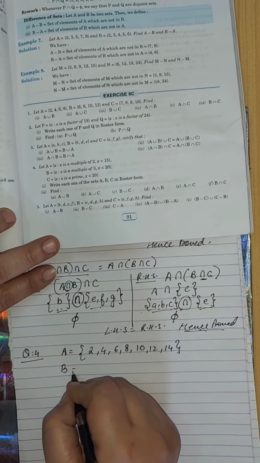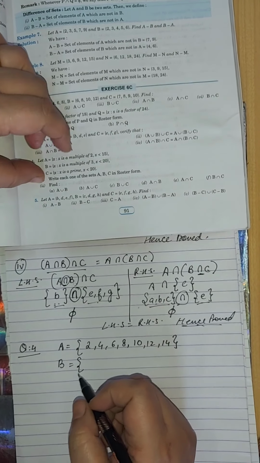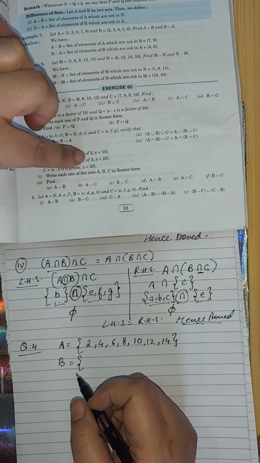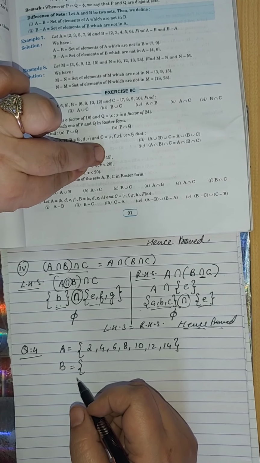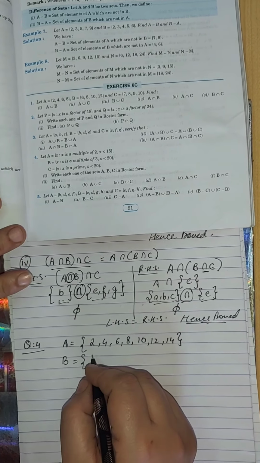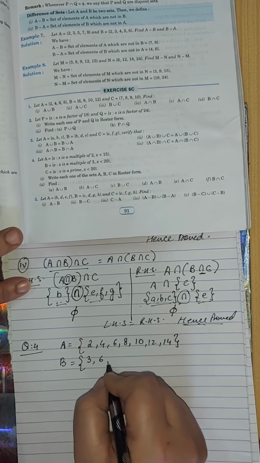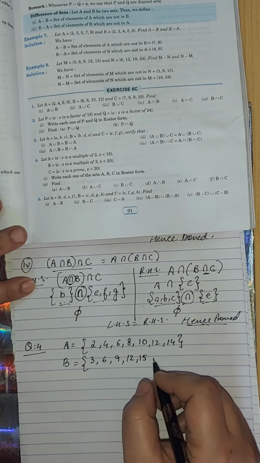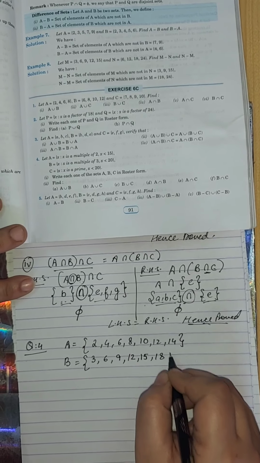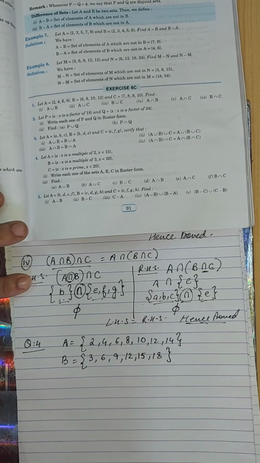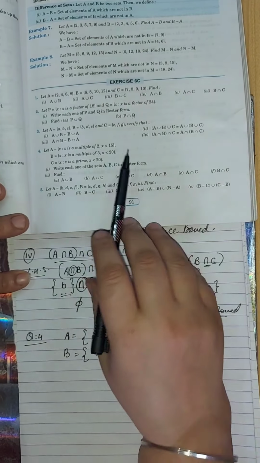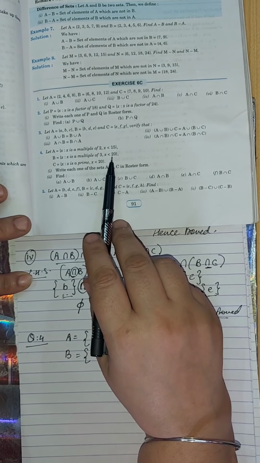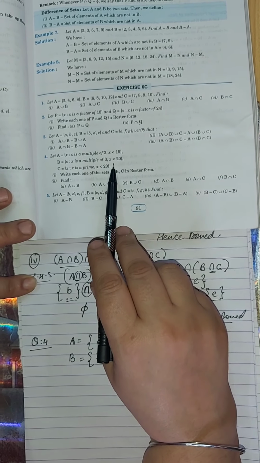Now B set. B set is a multiple of 3. Multiple of 3 लेना, वो भी 20 से less. So write the table of 3. 3, 6, 9, 12, 15 and 18. So 18 से आगे तो 21 हो जाएगा. We do not have to take 21 because it is not less than 20.